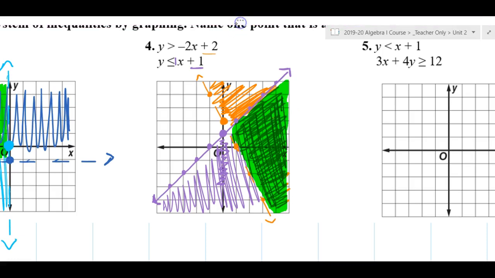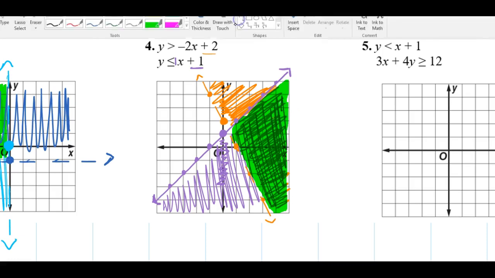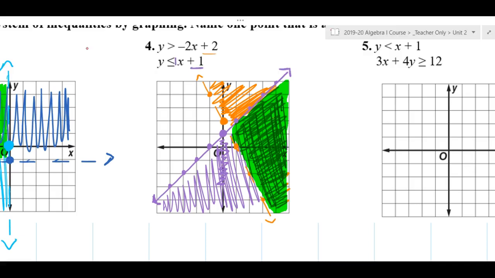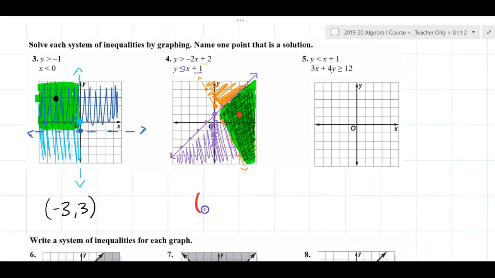All right, I'm going to choose a point that's a solution to the system. This point is a solution, and that's 1, 2, 3 over 3 up 1. And that system of inequalities is solved.